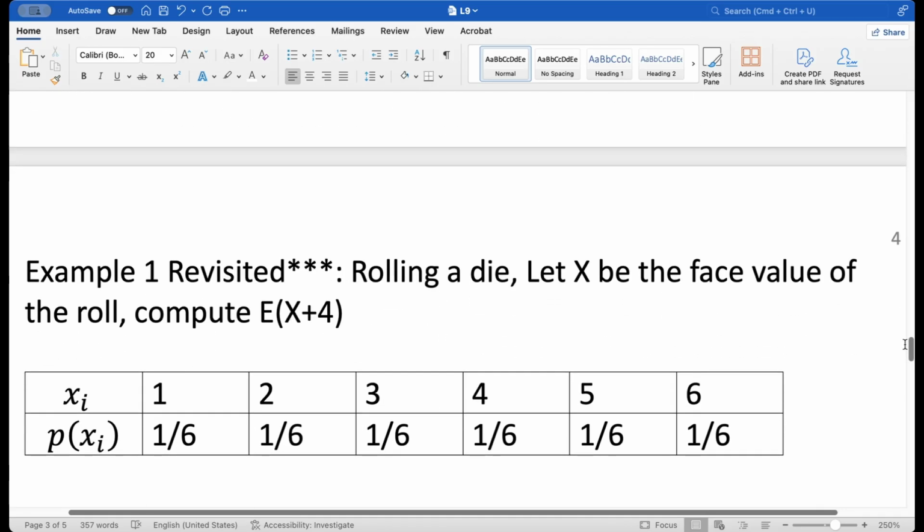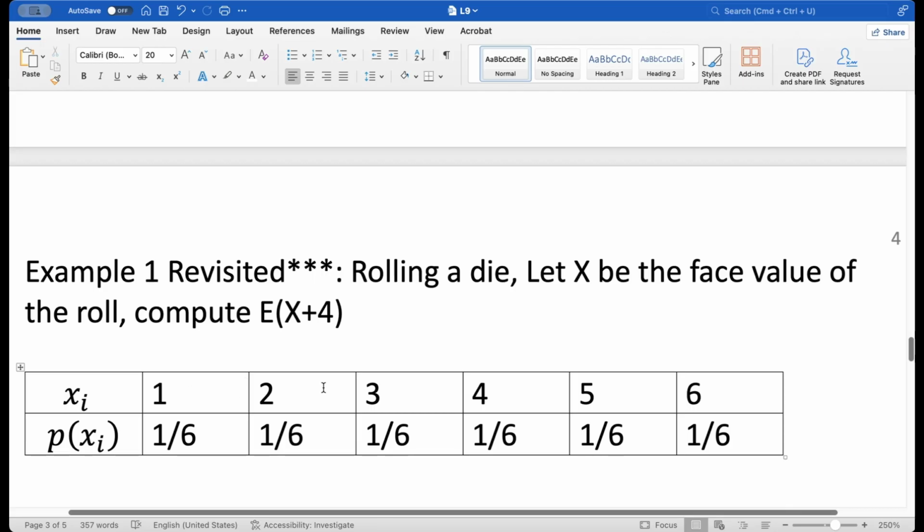All right, little variation of the first example. We're rolling a die. X is the face value, but we're doing a slight extra calculation here. We're going to compute the expected value not of X, but of X plus 4. So we're finding the expected value of a slightly more complicated expression, X plus 4.